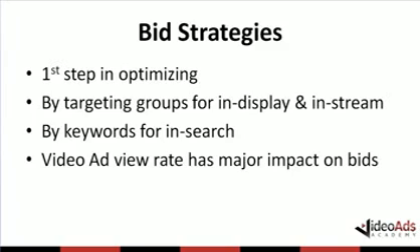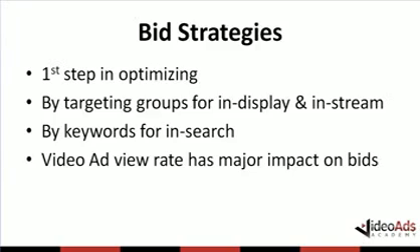So, you have a couple of different ways you can approach it, and it really depends on what you're actually doing. For in-display and in-stream, you're going to do it by targeting groups, okay? And if you're doing in-search, you're going to be doing it by keyword. With in-search, you also have targeting groups, and then you have individual keywords within each targeting group, just like you can do for in-display and in-stream if you're doing content keywords.